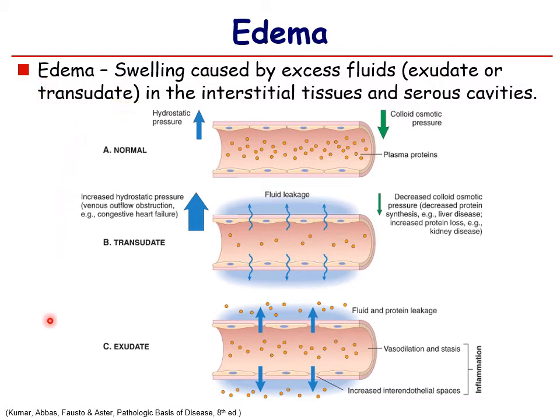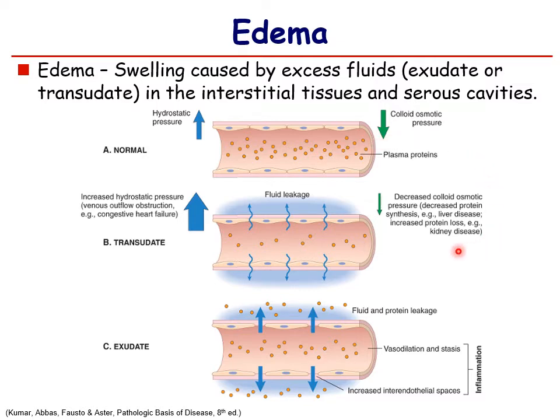So in this figure, we see a normal situation as well as a couple of situations where transudate and exudate is found. Under normal circumstances, there is a good, physiological balance between hydrostatic pressure and osmotic pressure surrounding the blood vessel, in such a way that the plasma proteins as well as other blood constituents are well kept within the blood vessel, separated from the tissue.